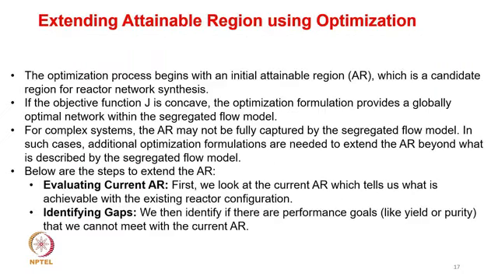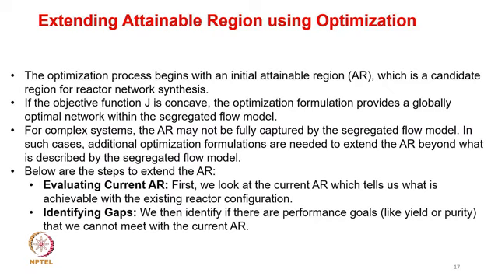So now let's move on to how we extend this in computing the attainable region. The attainable region also can be found by means of optimization. The optimization process begins with an initial attainable region, which we have initially found possibly by means of geometric methods as before, and that is a candidate region for the larger synthesis.